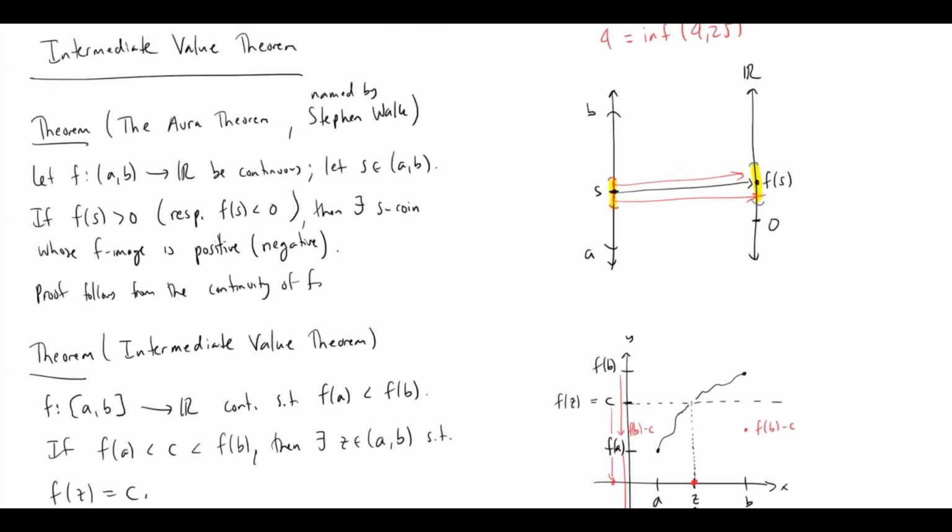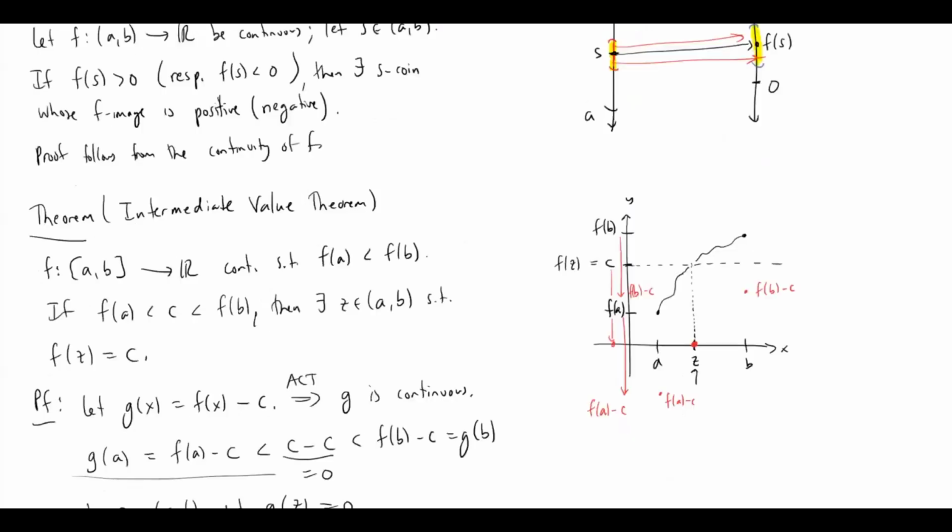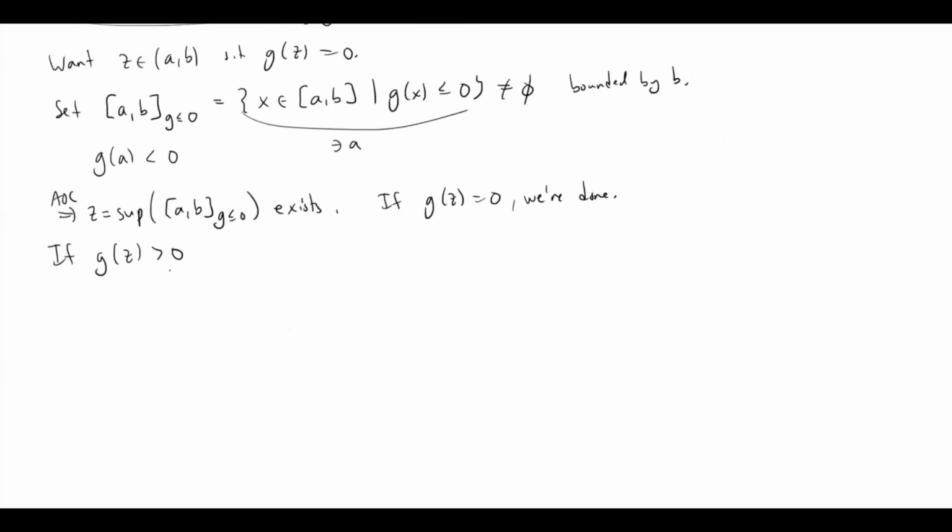But now we get to go back up to the aura theorem. If the image of our function is positive, then we can find some coin around the input whose image is still positive. Okay, so in this case, if G of Z is positive, then by the aura theorem, there exists a Z coin whose G image is positive. But I claim that's impossible, right? That this is a contradiction already.